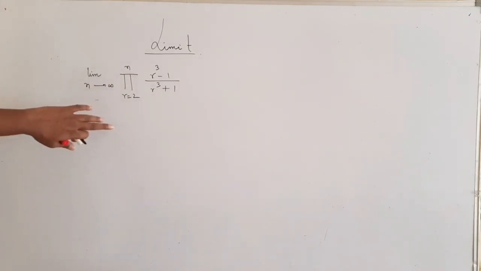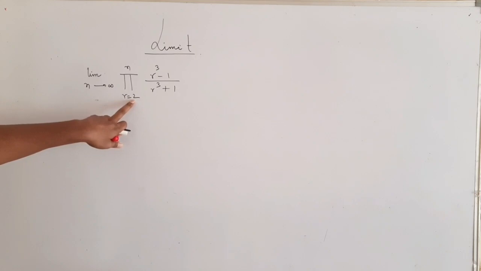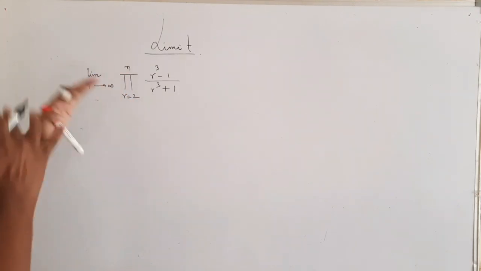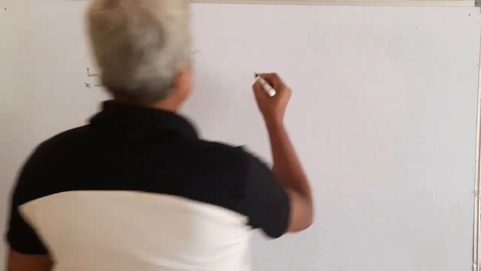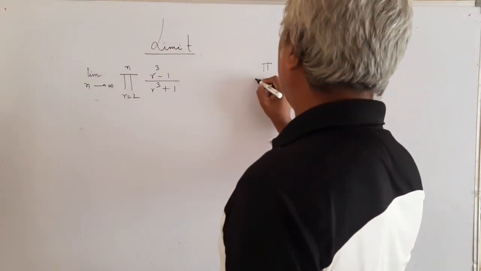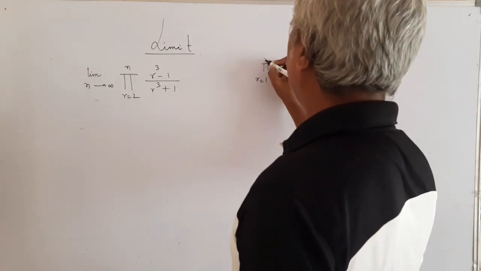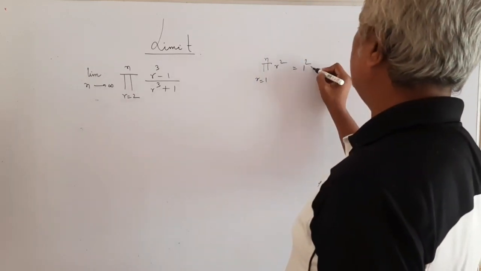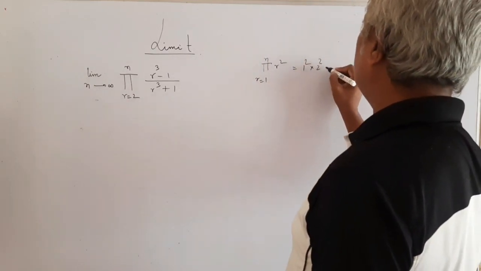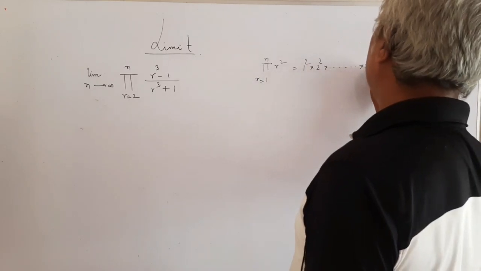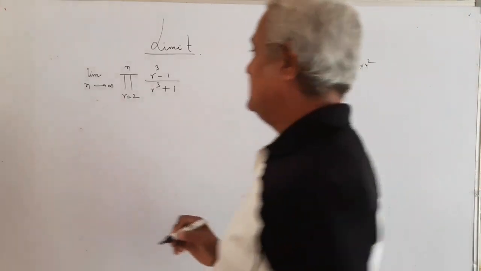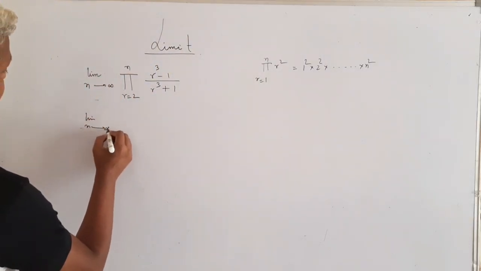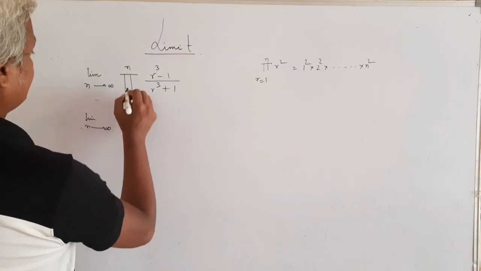So pi is product. The starting value of r will be 2, and continuously it will go to n, and then each term will be multiplied with the next. Just like if I say pi r equals 1 to n of r square, this means 1 square multiplied by 2 square, and so on, finally n square. It goes like this. So the same thing here: limit n tends to infinity, first starting with 2.